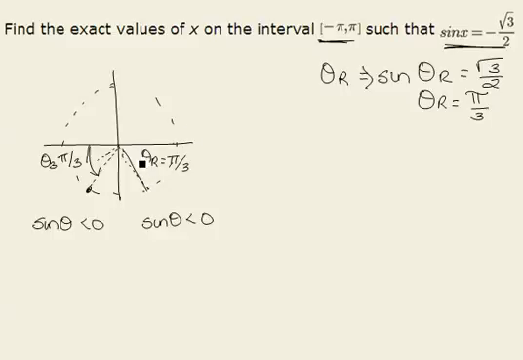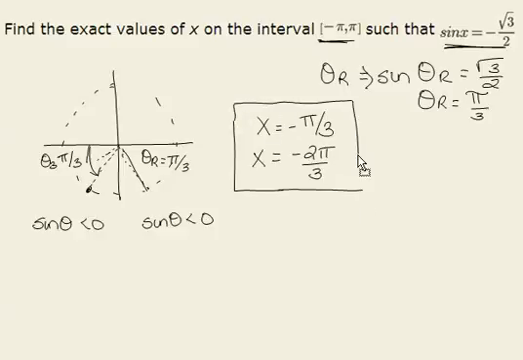Therefore, we can see that our first angle, our first value of x, can be rewritten as negative pi over 3, and our second angle in quadrant 3 would be represented as negative pi over 3 and a negative pi over 3, or a negative 2 pi over 3, giving us our two values between negative pi and positive pi, where the sine of that angle is the opposite of the square root of 3 over 2.